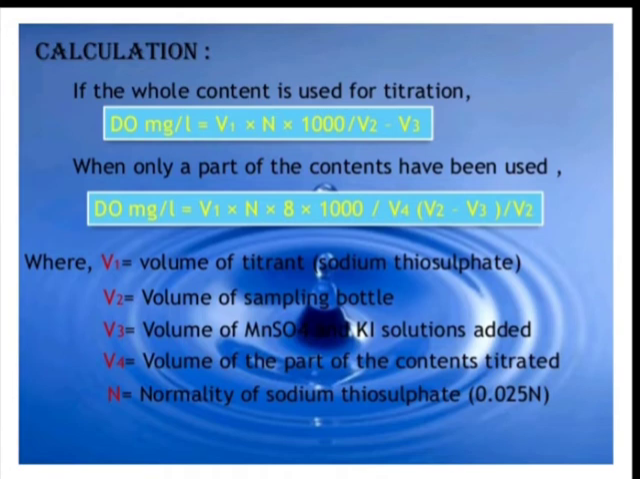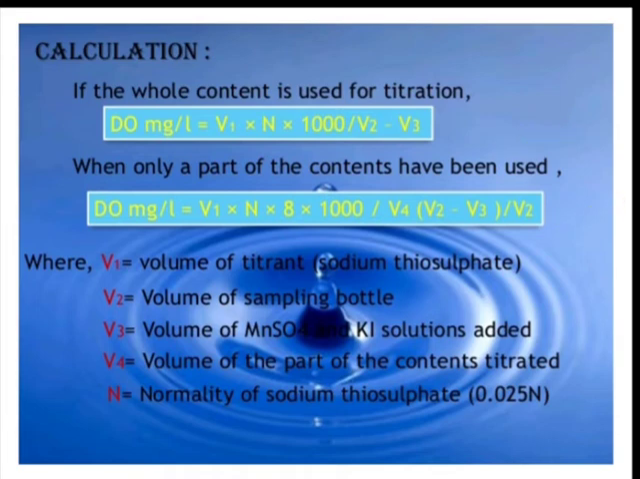Dissolved oxygen in milligram per liter is equal to V1 into N into 1000 divided by V2 minus V3. Here V1 is the volume of the titrant, that is the sodium thiosulfate required for titration. Capital N is the normality of the sodium thiosulfate, which we know, 0.025 normal. V2 is the volume of the sampling bottle, and V3 is the volume of MnSO4 and KI solution which is added. So simply, when you have taken the whole sample from the BOD bottle, then use this formula.